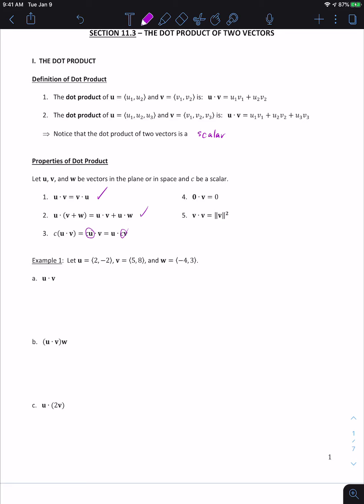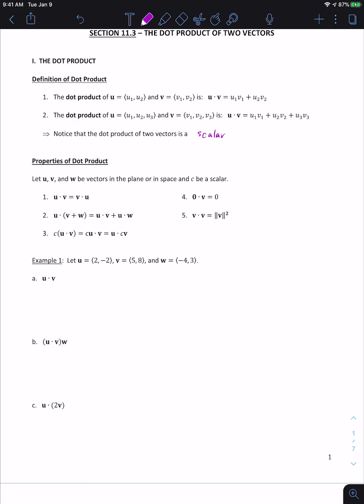v dot 0 or 0 dot v is always going to be 0. And if I take a vector and dot product with itself, it's equal to the magnitude of that vector squared. All right, so those are just some interesting properties about the dot product.